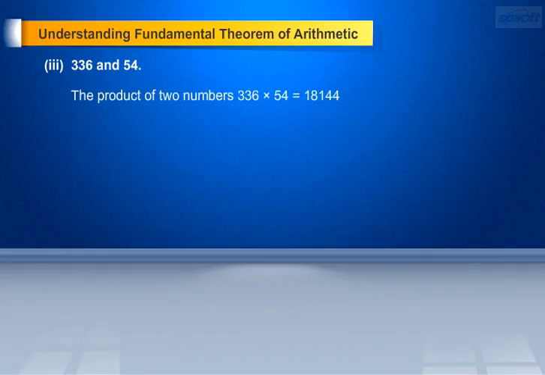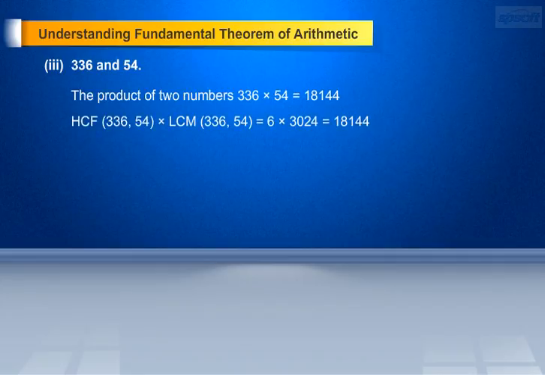The product of two numbers 336 and 54 is equal to 18,144. The product of HCF of 336, 54 into LCM of 336, 54 equal to 6 into 3024 equal to 18,144. Hence, the product of two numbers is equal to the product of HCF and LCM.